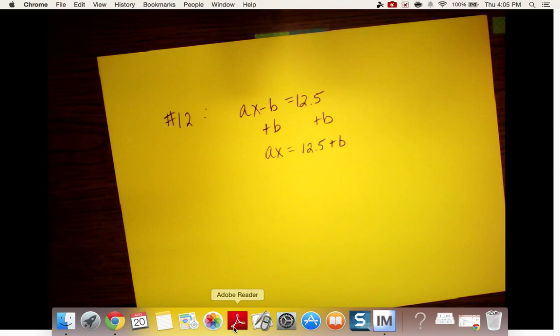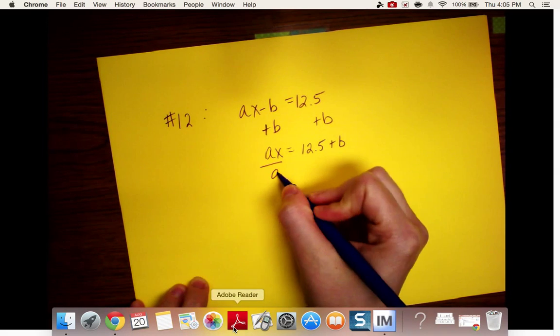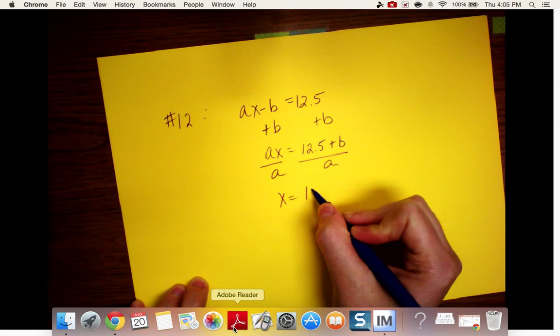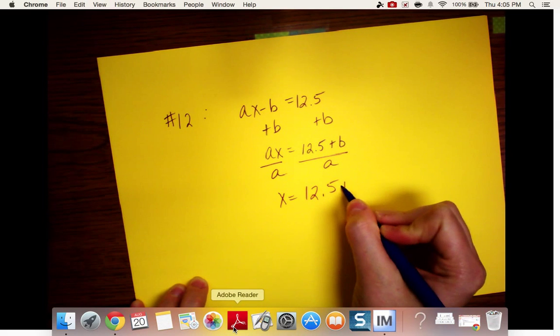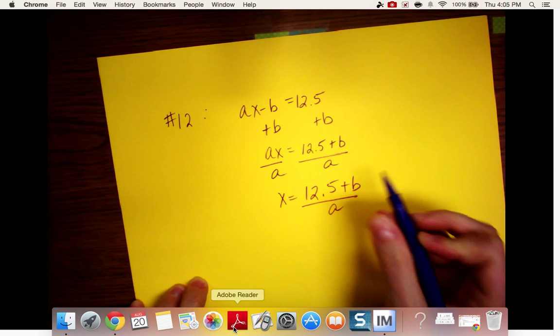Another funny thing is that you can't put an apple and a banana together and get a banapple. So another way to describe it is that they're not like terms. Okay. So I divide by a, and x equals 12.5 plus b, all divided by a.